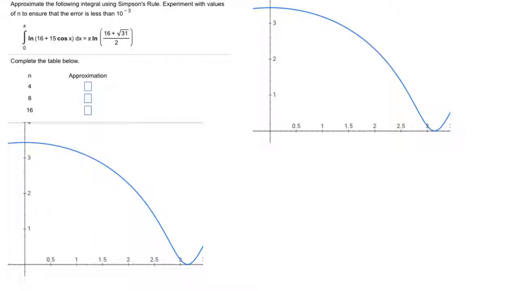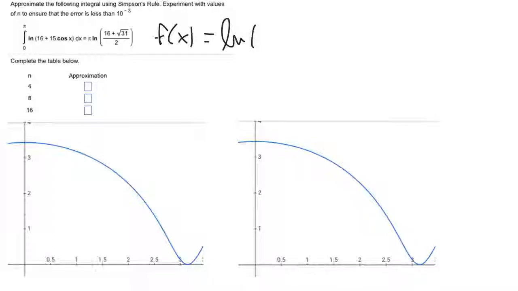First of all, this function is the worst function I've seen in a while. What is going on with this? It seems really unnecessary, but okay. We have the function log of, I guess I'll have to move that down. Okay, we'll see how we can do keeping everything on the screen. Log of 16 plus 15 times cosine of x.